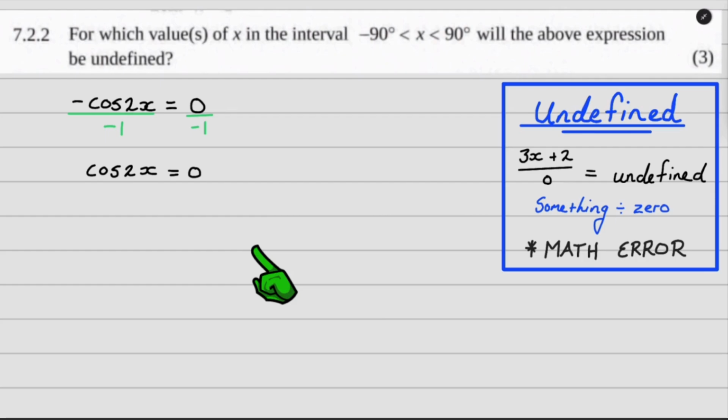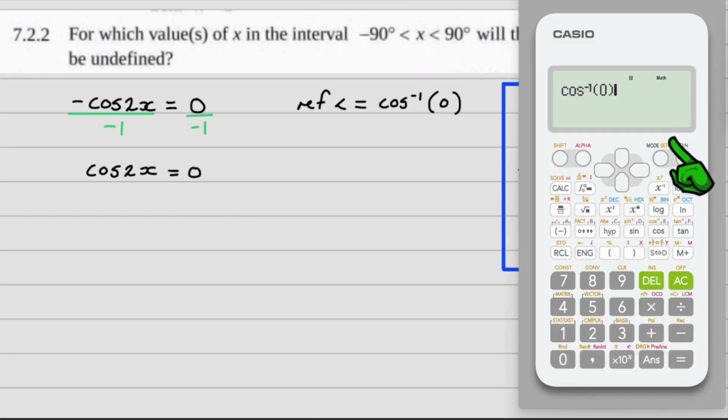So I want to get my reference angle. How I do that is I say shift cos of this number, 0. So I'm just going to pop that into my calculator, and it gives me 90 as my reference angle.